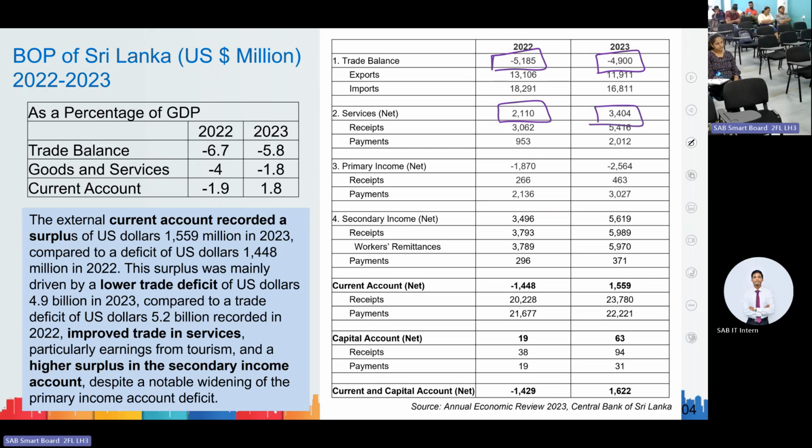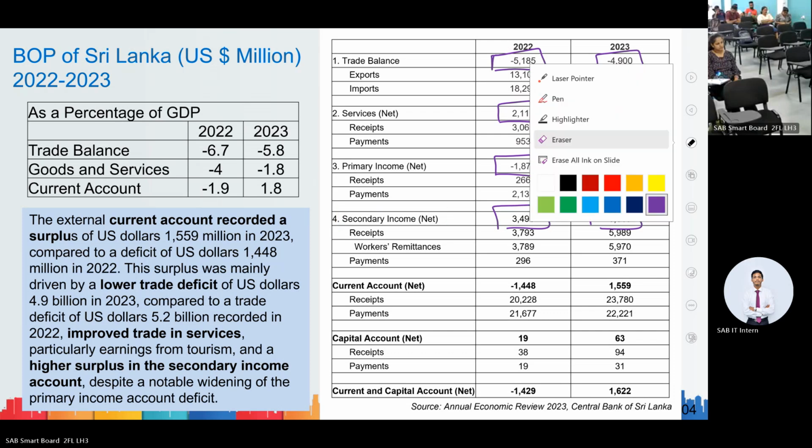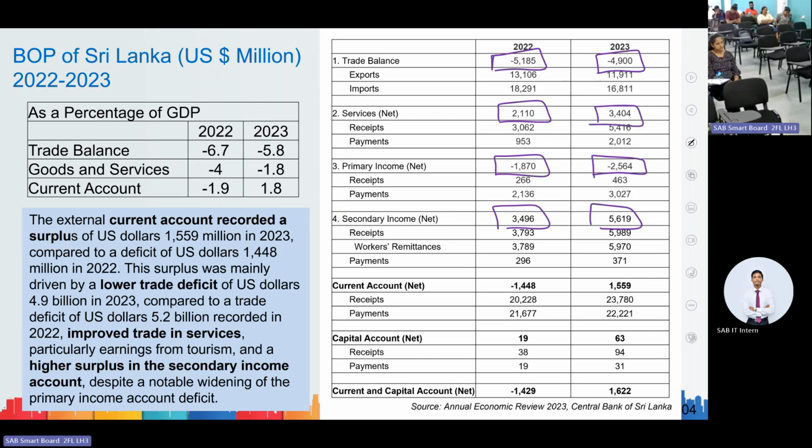And then we have primary income balance, secondary income, its balance, and then the overall balance of the current account. And finally, we have the capital account balance.